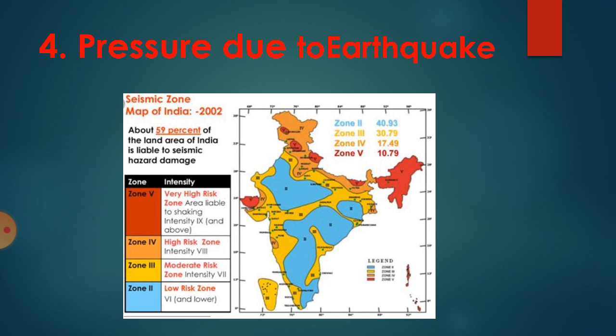Zone 4 is the high risk zone, where the intensity is 8. Zone 3 is the moderate risk zone, and the intensity is 7. Zone 2 is the low risk zone, and here the intensity is 6 or lower.